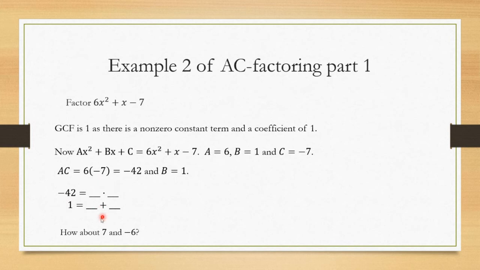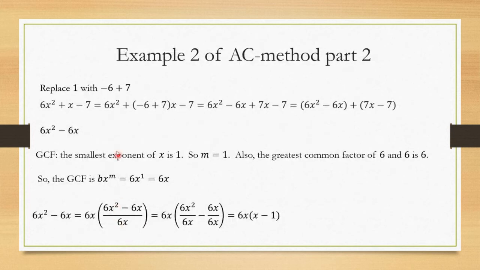We want 1. So, okay, let's try 7 and negative 6. That does work. The product is still minus 42. The sum is 1. So these are the numbers we use. Okay, so just like before, we're going to replace b, in this case 1, with the sum of those two numbers. So 1 is replaced by negative 6 plus 7, like so.